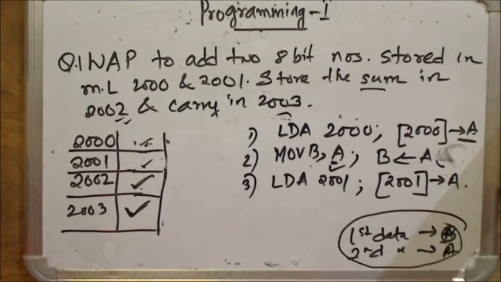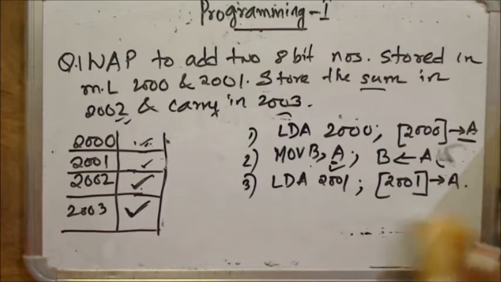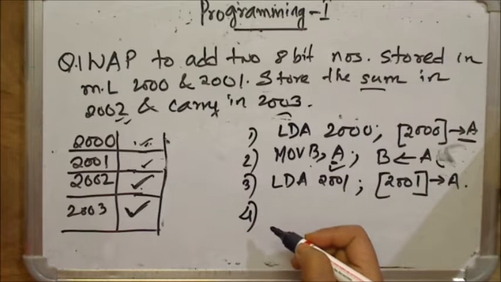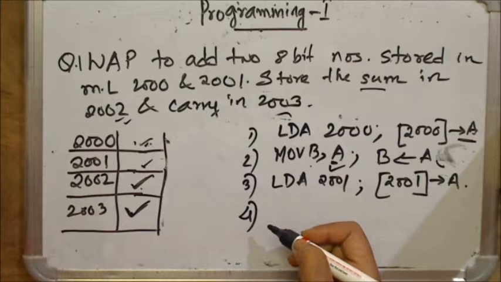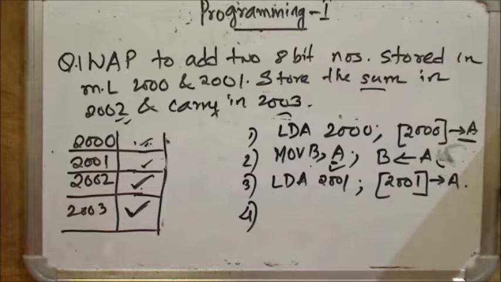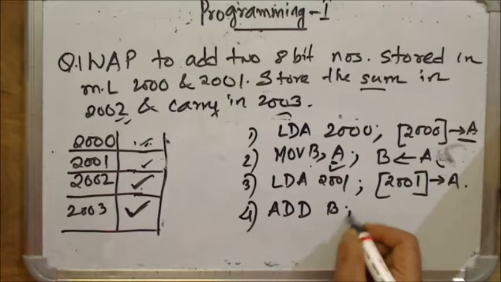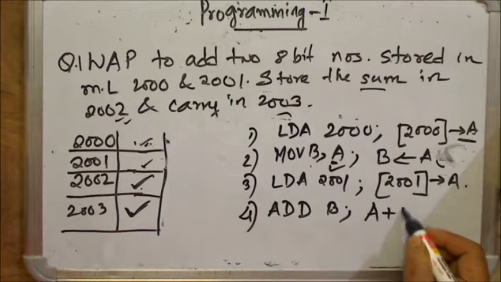Up to here we have completed. Now we have loaded the data from memory. What will be the next instruction? The next instruction is to add the numbers. We have to add the two numbers which are stored in A and B. What is the instruction? ADD B, that is A plus B.